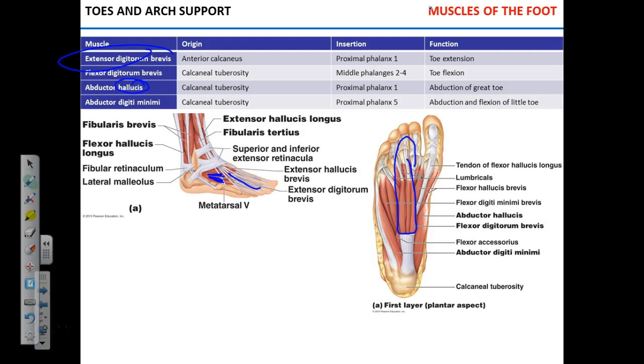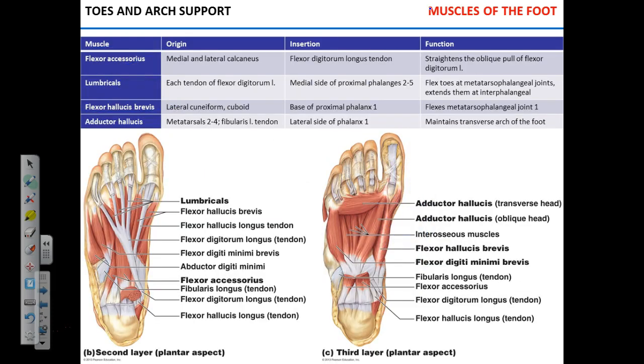Hallucis refers to the big toe. So abductor hallucis, the medial muscle, will fan out a big toe. Abductor digiti minimi will fan out the pinky. Lumbricals will make, as fine as those movements can be, movements of your toes. Okay?